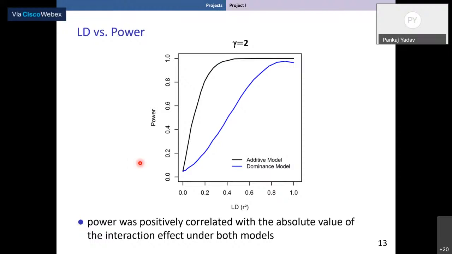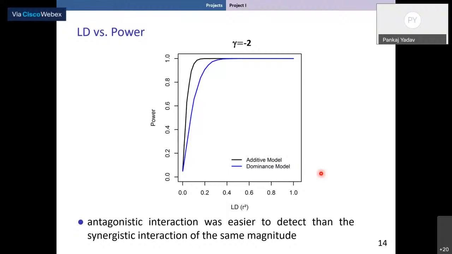Now, I've also used different measures of the interaction. As the interaction becomes stronger, it is easier to detect even with the dominance model. The gamma of -2 refers to the fact that we can have different kinds of interaction. We can have synergistic interaction, when both factors act in the same direction. We can have antagonistic interaction. Gamma -2 refers to antagonistic interaction between these two factors. Simulation results also showed that this antagonistic interaction was easier to detect, as visible here, even at a lower level of LD.